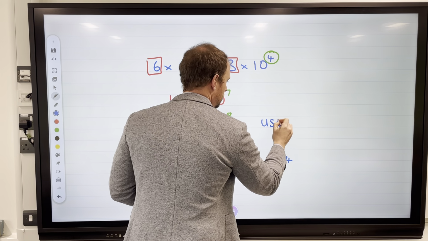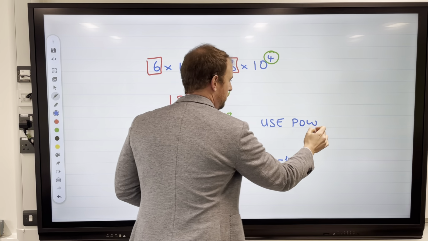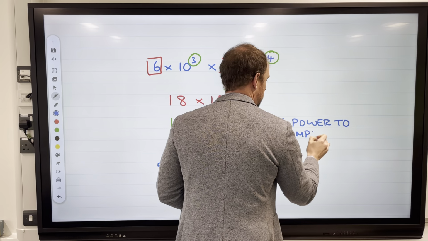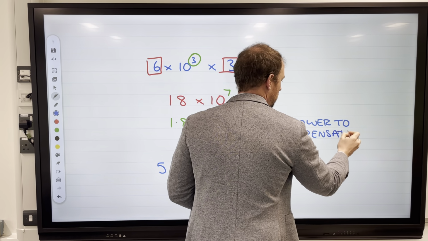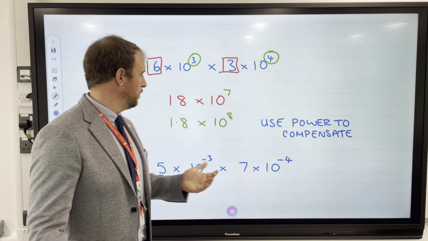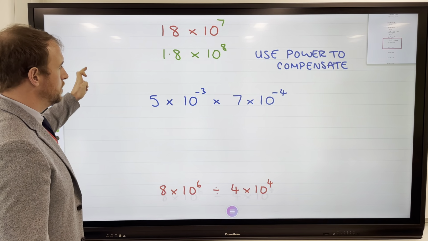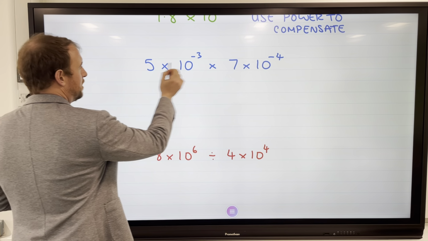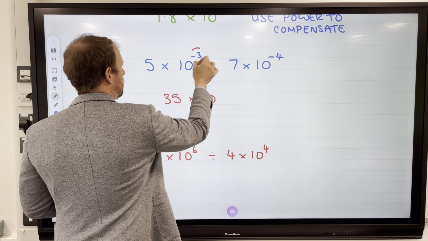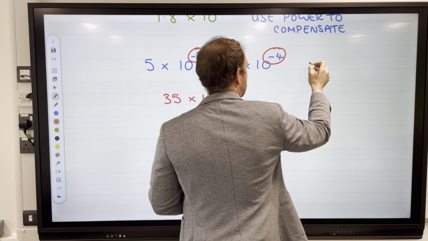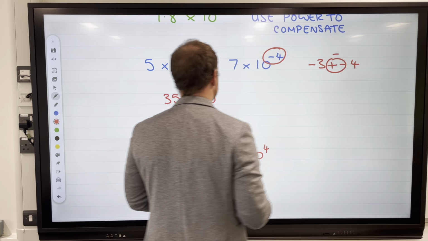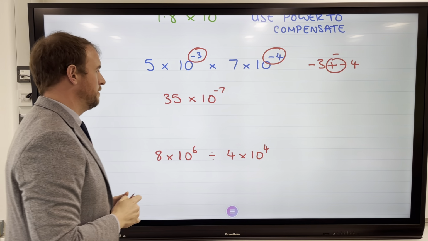So use the power to compensate. Okay, so when you get to this stage, ask yourself, is it in standard form? So here then, let's multiply the numbers. Well, 5 7s are 35 times 10 to the power of minus 3 add minus 4. Minus 3 plus minus 4, plus the minus is a minus. So that'll be minus 7.